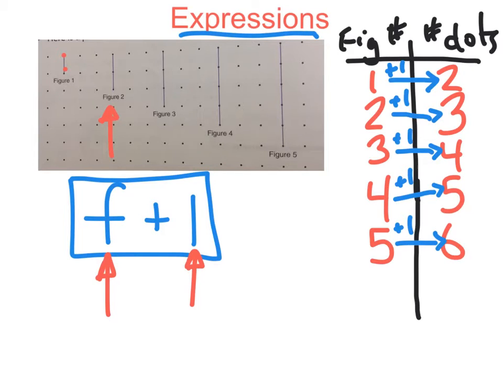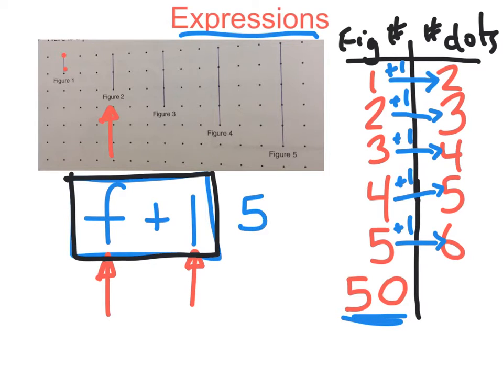And the reason that's important is, what if I asked you to tell me figure 50? How many dots would figure 50 have, I guess? Well, instead of drawing it or making a really long table, this is easy. If you look at our expression of f plus 1, so figure number plus 1, we would just substitute the f for the 50. So we would have 50 plus 1. What's 50 plus 1? 51. There we go. So figure number 50 would have 51 dots. And that's how we use expressions to help us.